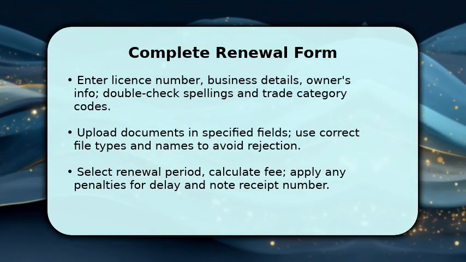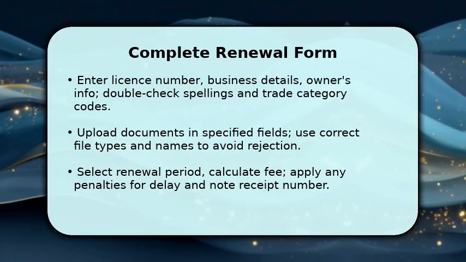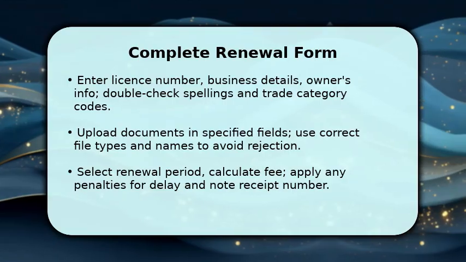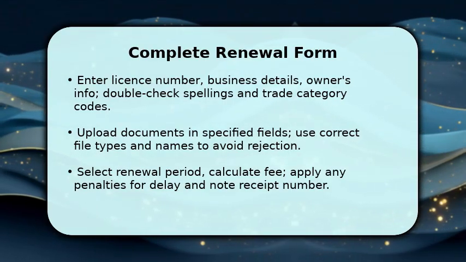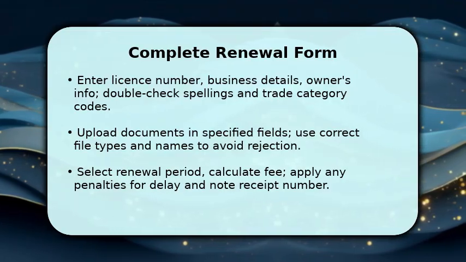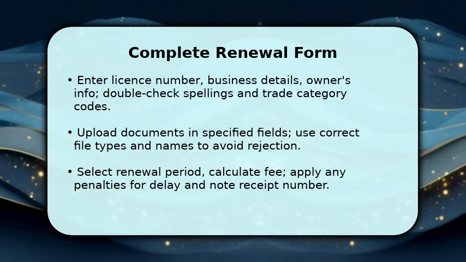Inspect previews before submission. Then select the renewal duration, and the portal will show the fee including any late penalty. Confirm totals and save a draft if needed. When everything is correct, submit the application for payment.